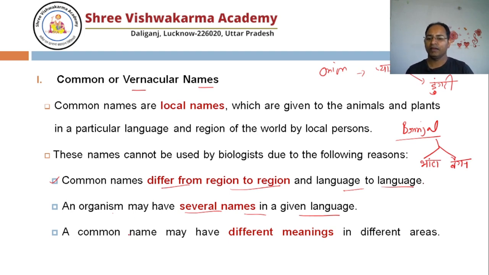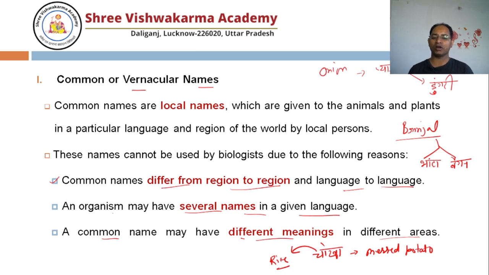So a common name may have different meanings in different areas also. For the same name, there are different meanings. Let me give you the example. If you talk about chokha and you pronounce it in UP or Bihar, they will call it mashed potato with some spices. So that is one dish that you can have. The same name, if you pronounce it in Gujarat, they will understand it as rice.